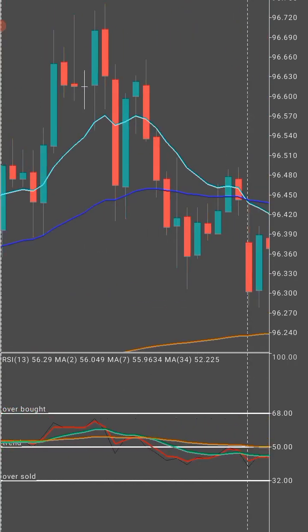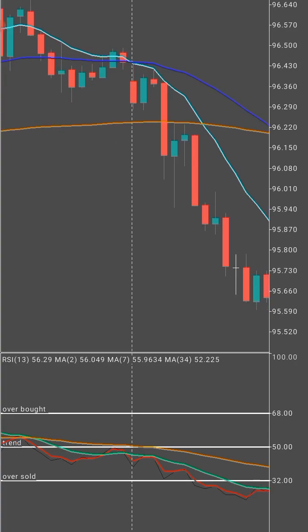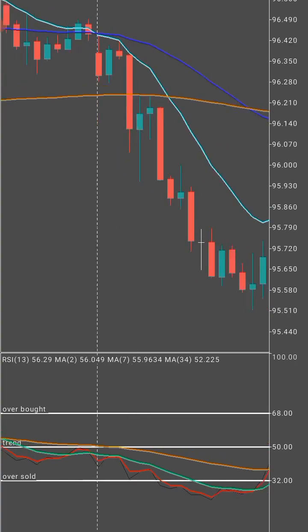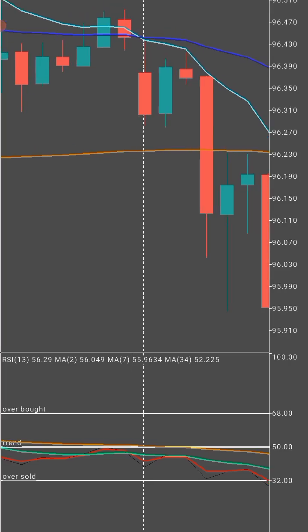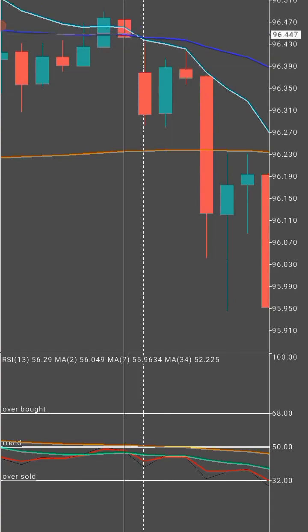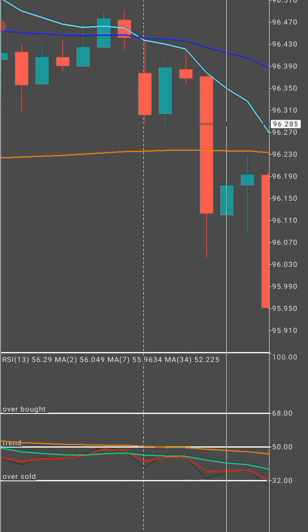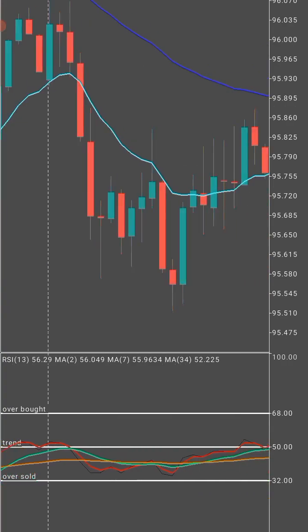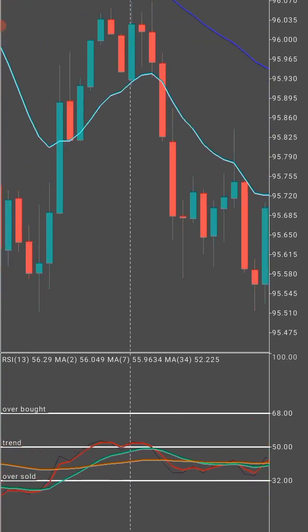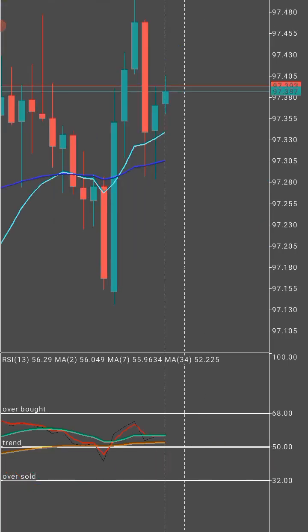Let me see if I could get another gap, a continuation. Now look at another gap here again. Another continuation gap. This particular gap here is actually a continuation gap from a sell, and it continued selling. It's actually a continuation gap. Now we have an example of a continuation gap, which is the runaway gap.